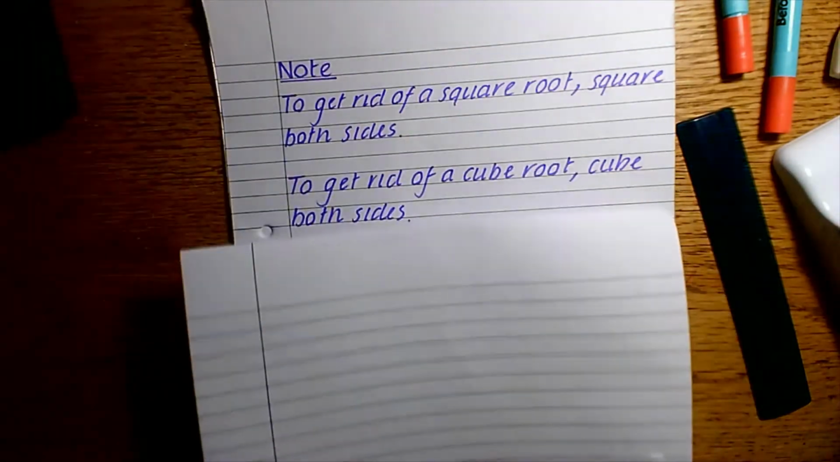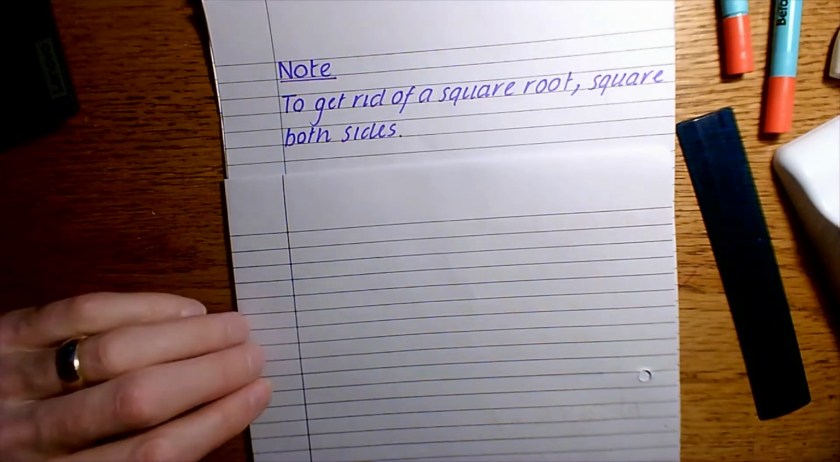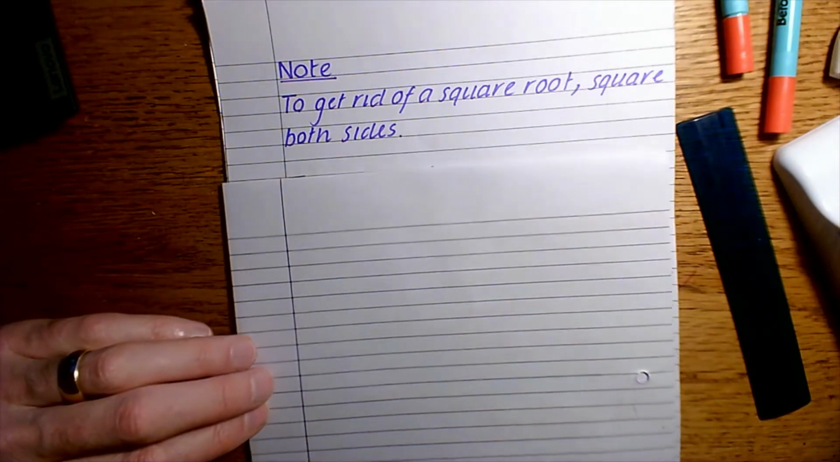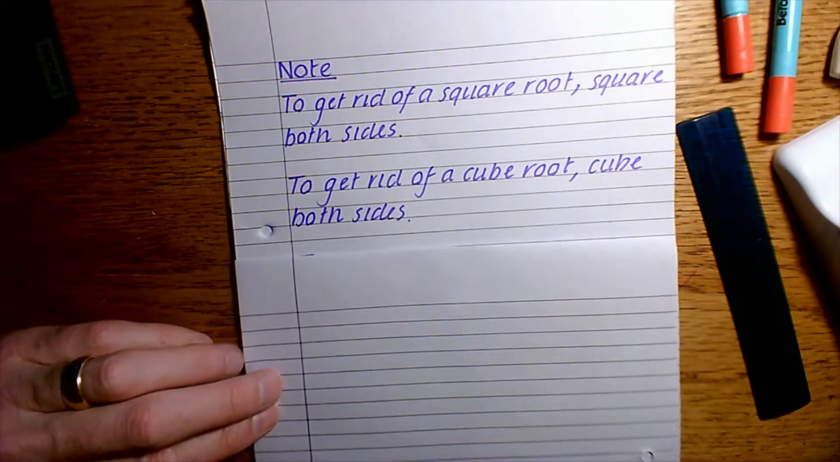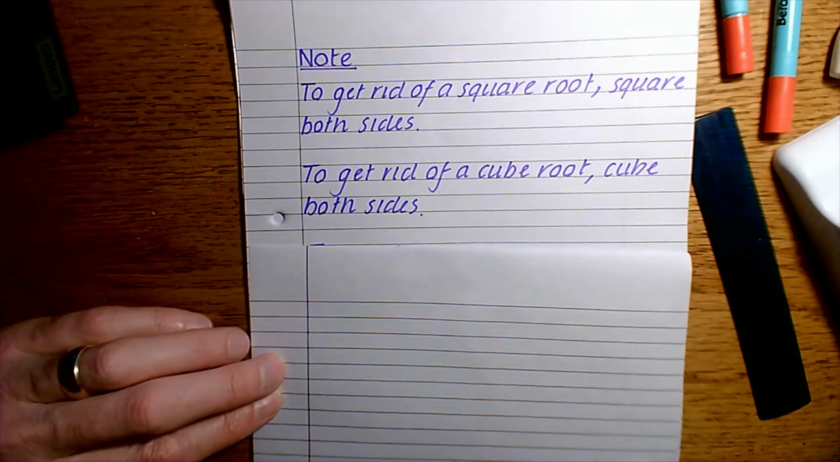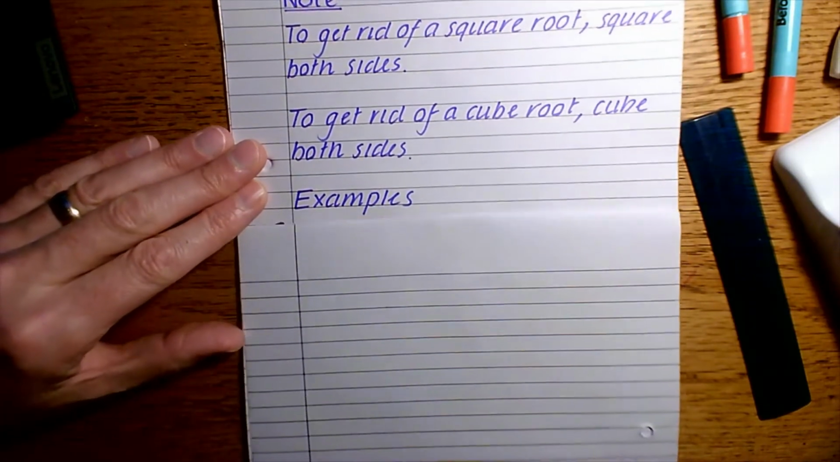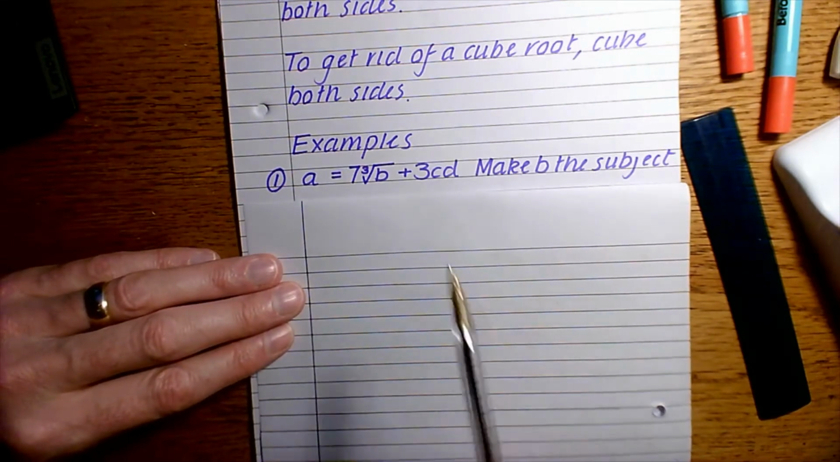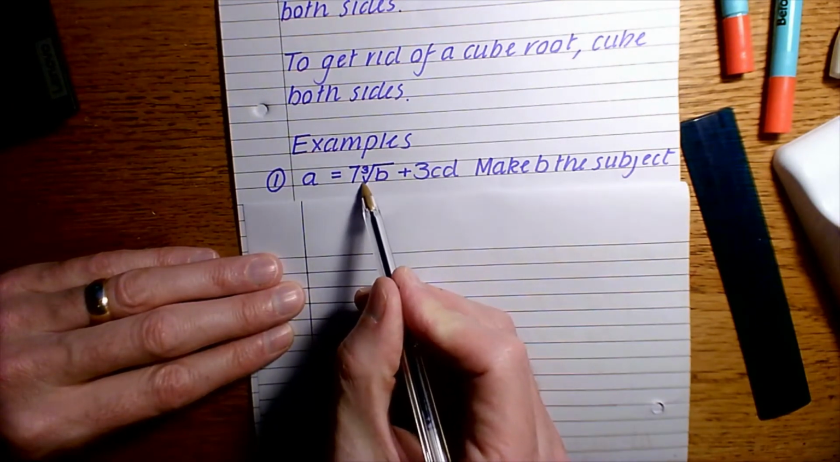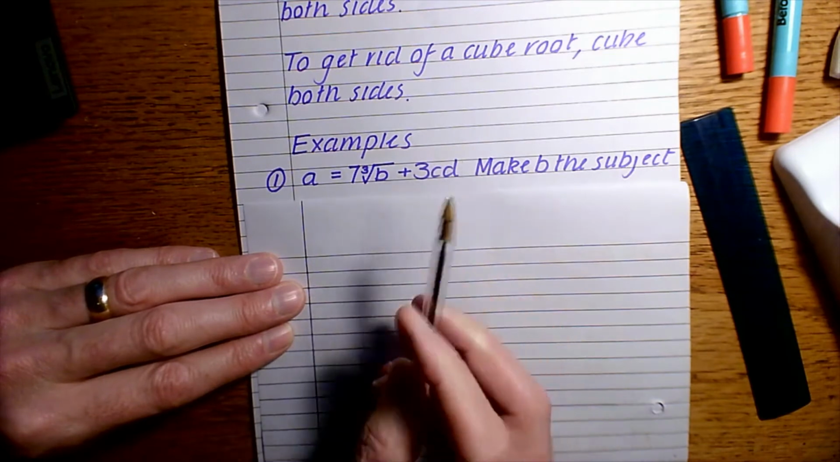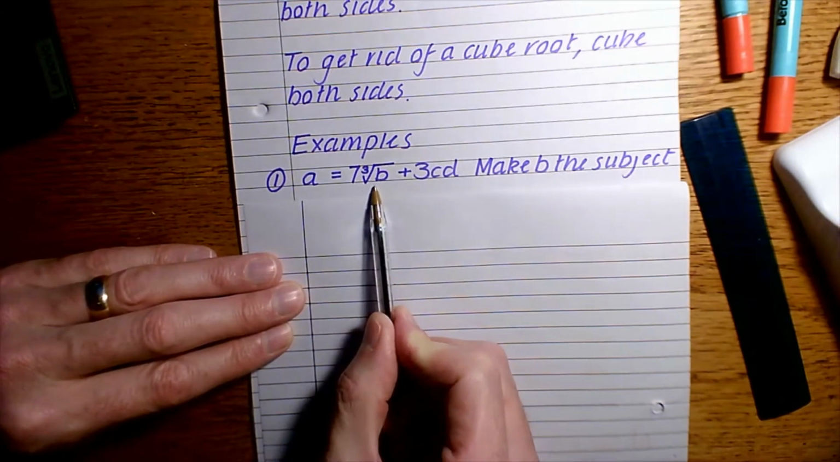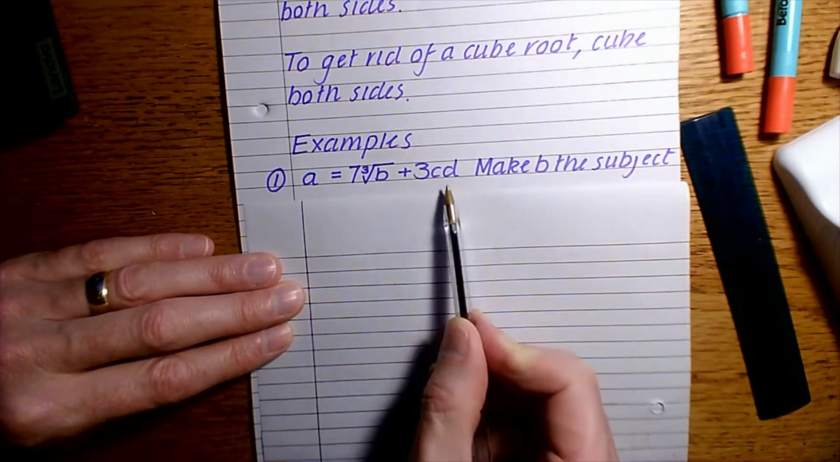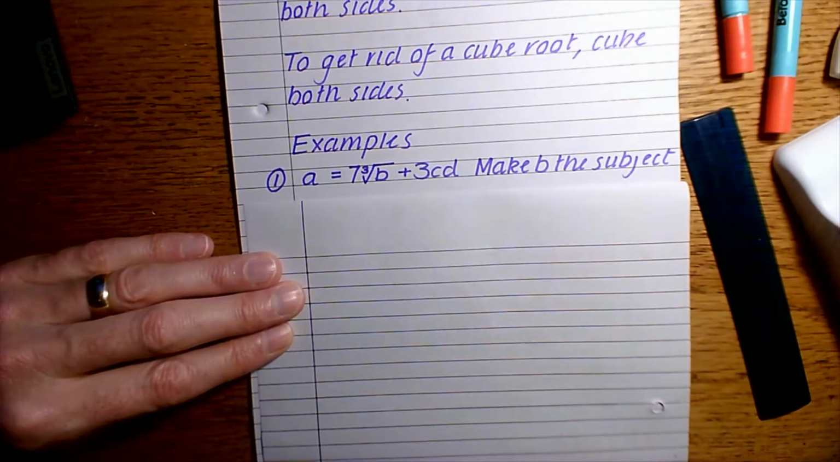So let's make a note about this. To get rid of a square root, square both sides. To get rid of a cube root, unsurprisingly, you need to cube both sides. We've got some examples to go in our notes jotters to show you how to do it. In this one, the cube root is just over the b, so we can work with that until the end and then cube this to get rid of the cube root and cube whatever we've got on the right hand side.